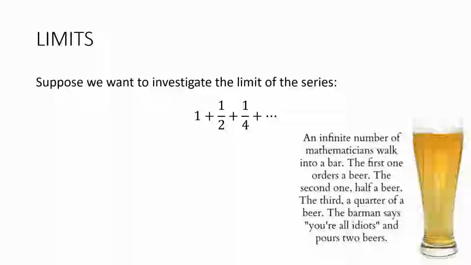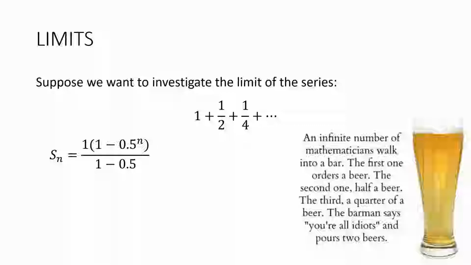There's a rather famous mathematical joke, and it goes like this. An infinite number of mathematicians walk into a bar. The first one orders a beer, the second one orders half a beer, the third one orders a quarter of a beer. The barman says you're all idiots and pours 2 beers. And it's exactly this idea of limits. So here it is, 1 beer plus a half a beer plus a quarter of a beer plus ... So the idea is that if we manage to get all the way to infinity and add this all up, then we would be pouring 2 beers. That's the limit of it.